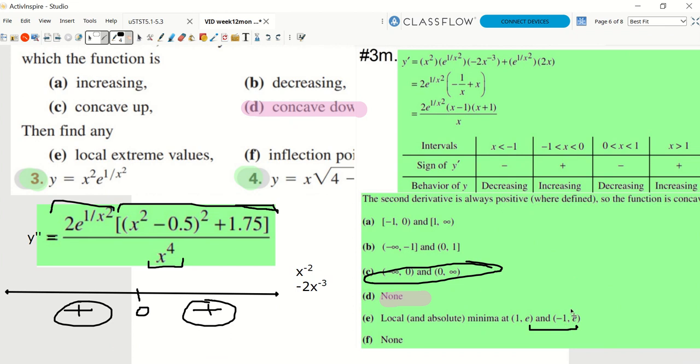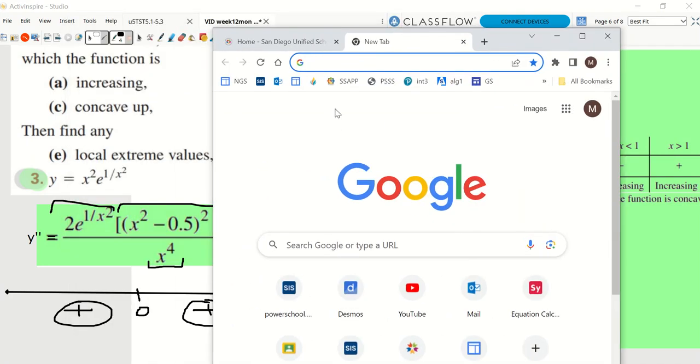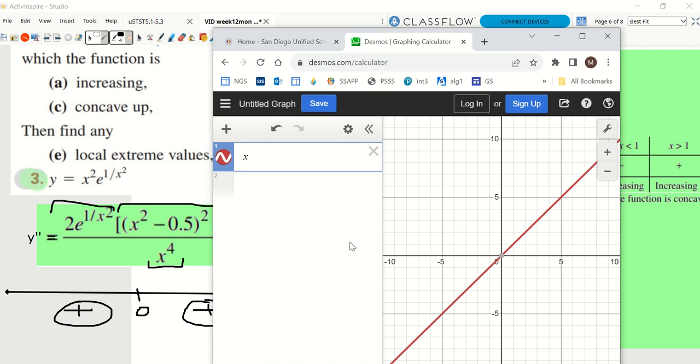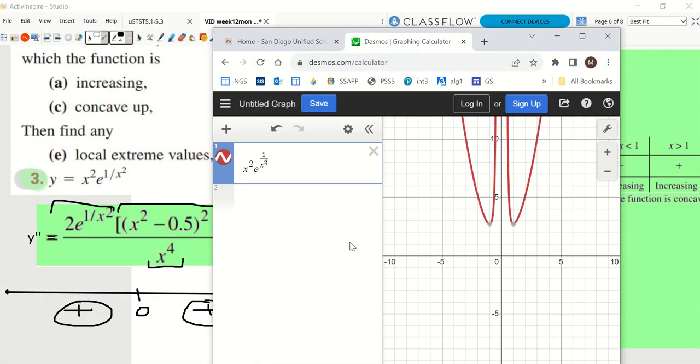Now I'm wondering how come this was not listed as a local maximum, because this should be listed as a local maximum over here. Let's see the graph on Desmos real quick. Graphing calculator: x squared, x squared e to the power of 1 over x squared.